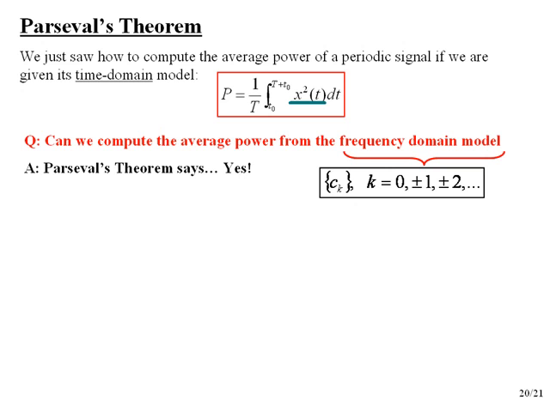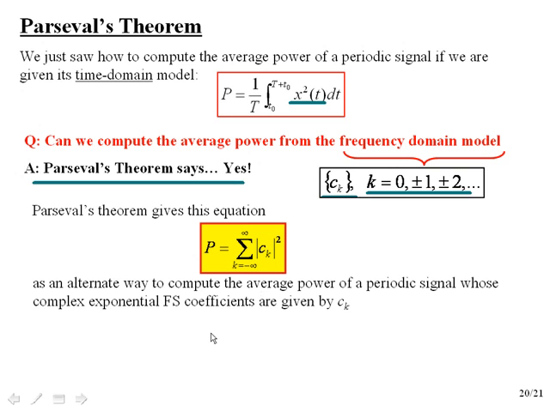Parseval asked the question, can we compute the average power from our frequency domain model? In this context, our frequency domain model is the Fourier series coefficients, particularly in the complex exponential form, where we need to know these for all positive and negative integers k. Parseval's theorem says yes, and it doesn't just say that we can, it tells us exactly how to do it.